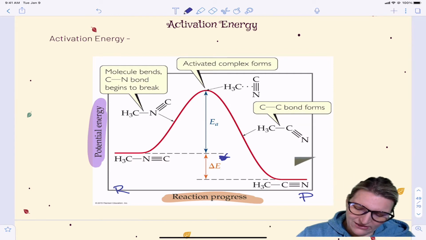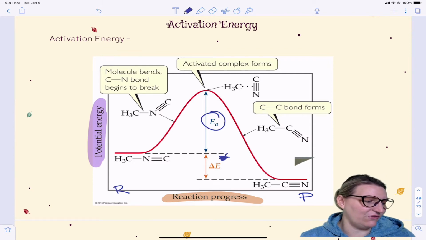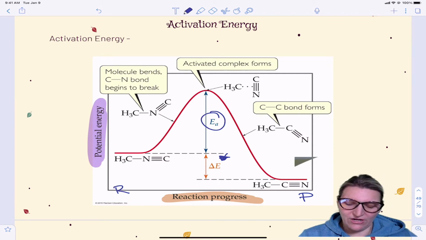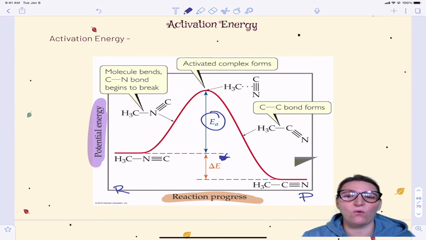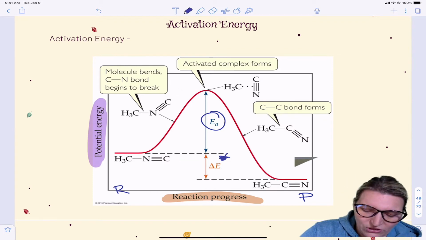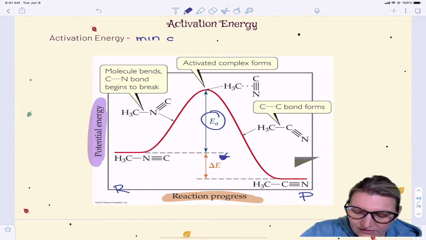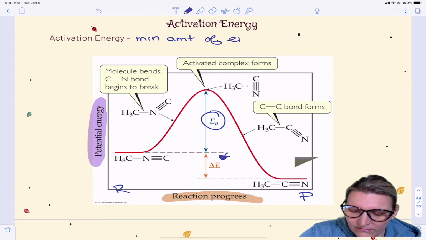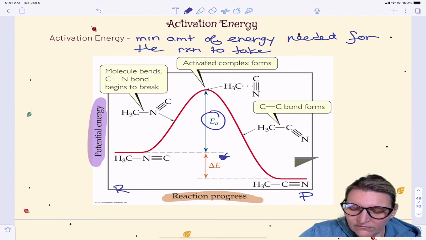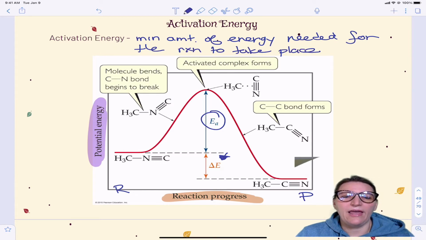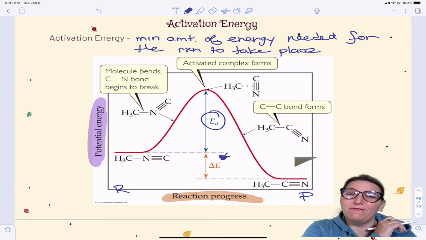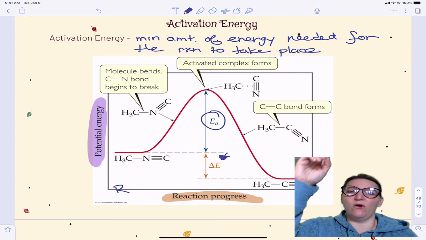But what is this right here? Well, that's the activation energy. Activation energy is the minimum energy needed for the reaction to take place, the energy that the collision must have in order for the reaction to take place. And so sometimes the analogy that is given for this is like if you're playing mini golf, you really sometimes have to whack that ball to get it over the hump.